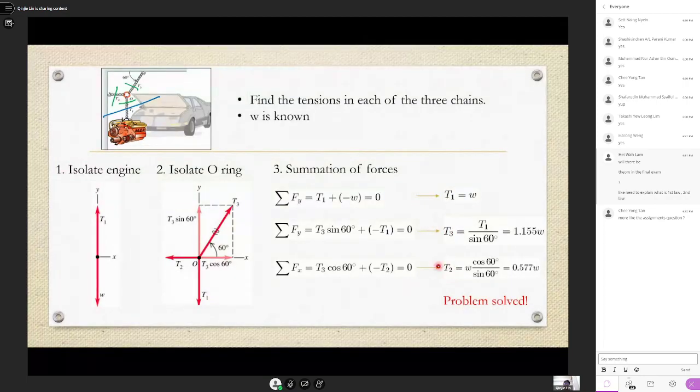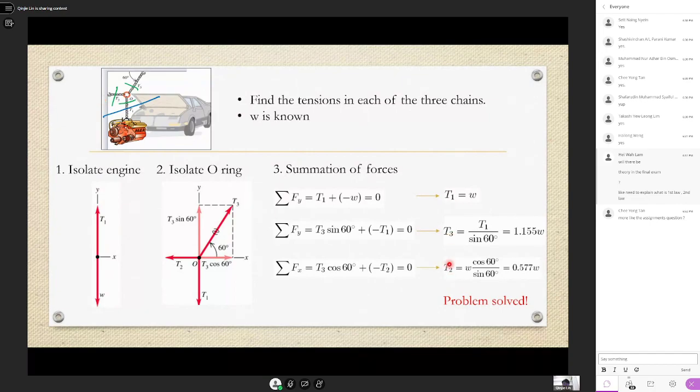Of course, this is a simple question. But for example, let's say you're an engineer, right? You're trying to design this system that can hold an engine. Let's say you're in the car workshop. You need to know the tension inside the string, right? So that you know which chain will break first. And then you need to design that chain well enough you can hold the weight.